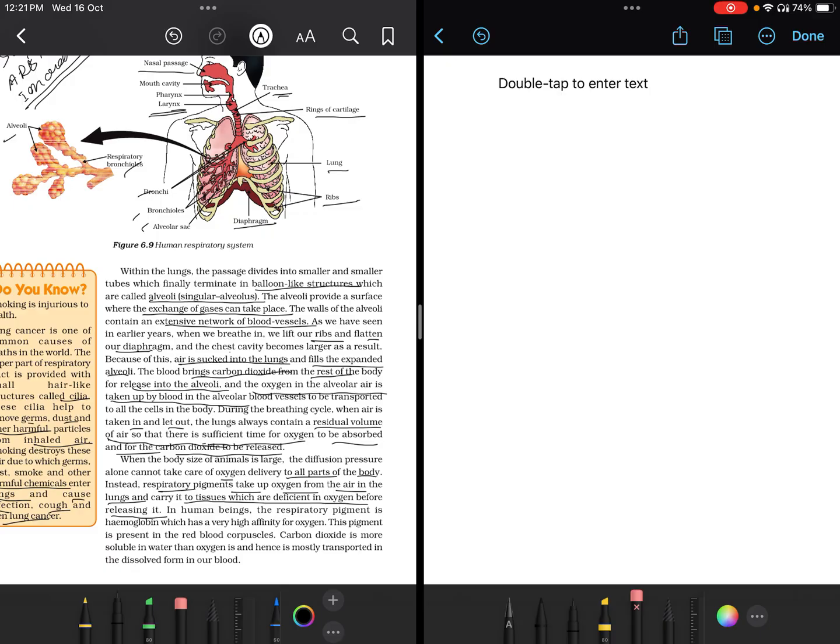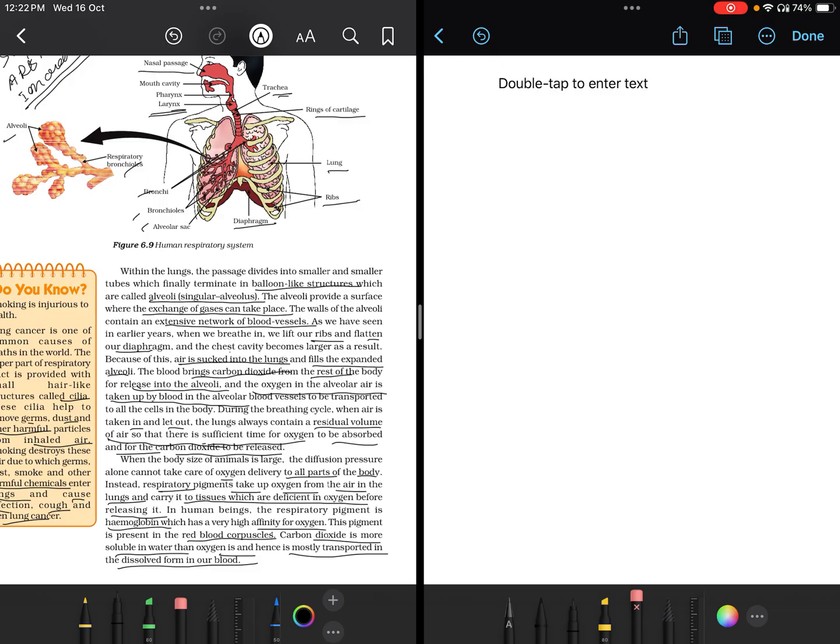Now let's study what they have written. I will simplify this again. In human beings, the respiratory pigment is hemoglobin, which, as we have already talked, has a very high affinity for oxygen. This pigment is present in red blood corpuscles, RBC, and carbon dioxide is more soluble in water than oxygen and hence mostly transported in dissolved form in our blood.